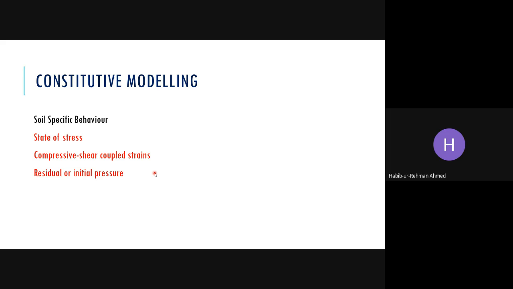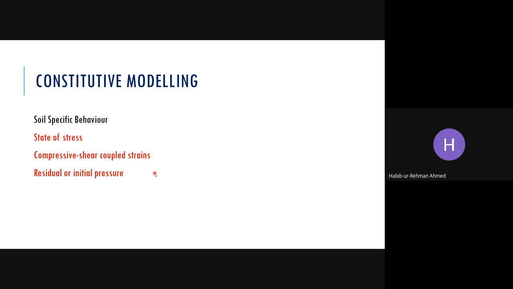Residual or initial pressure is very, very important in the case of soils. This is absent in concrete. Concrete does not register any history, but soils do register a history. If we compress the soil for some time and leave it, it will definitely have some effect which will be represented at a later stage of its stress life. We usually use the terminology pre-consolidation pressure or over-consolidation ratios in this regard. That's very important, but I don't want to use this terminology because this is much more than that. So residual or initial pressure is very, very important.